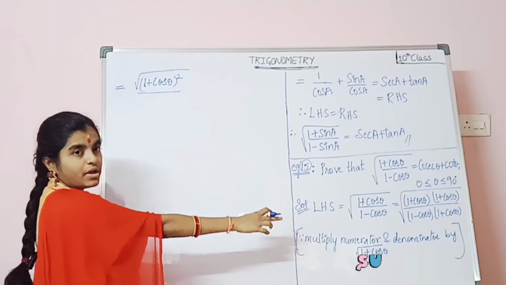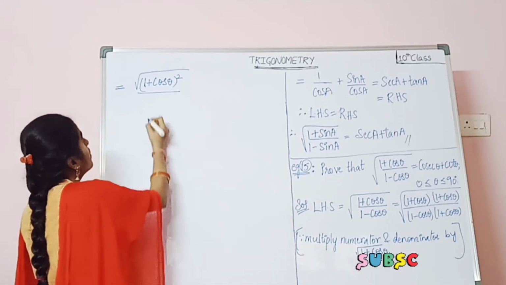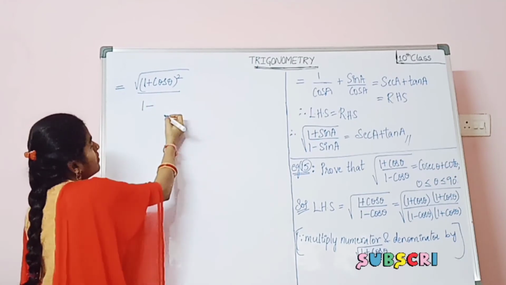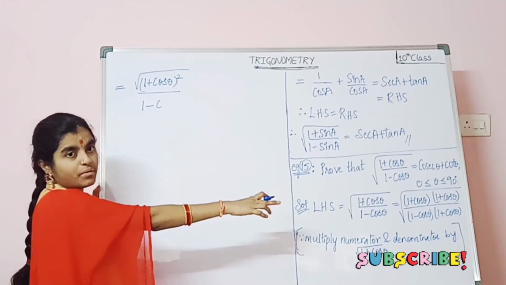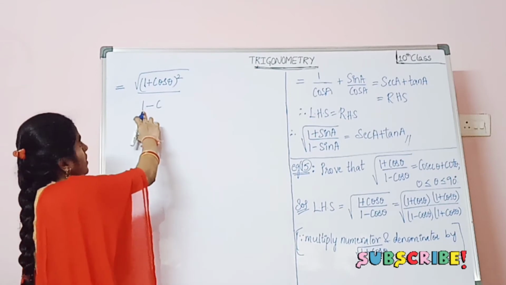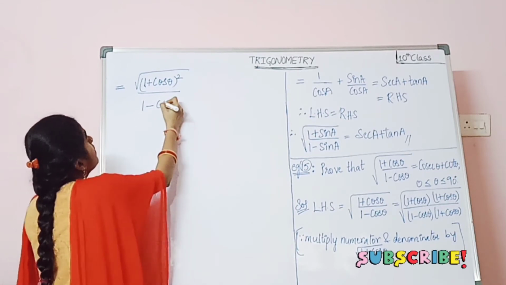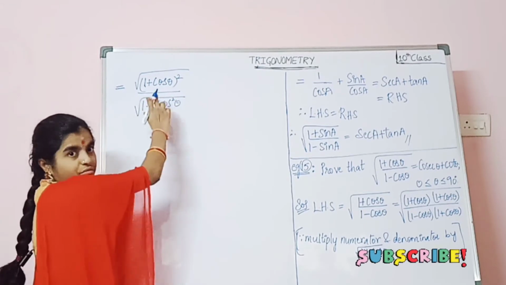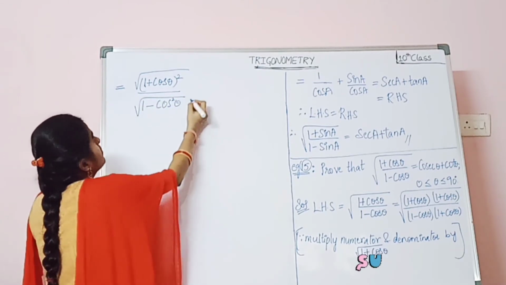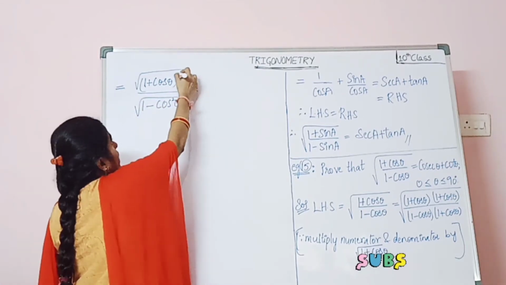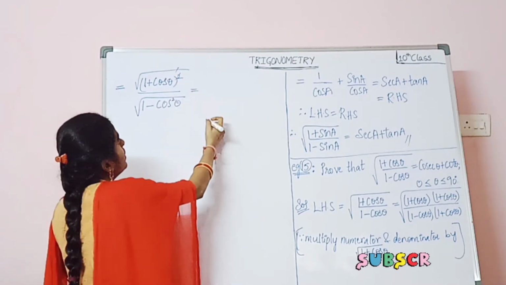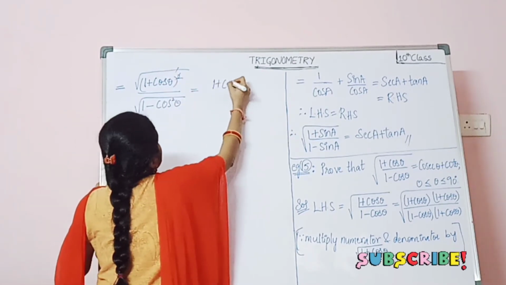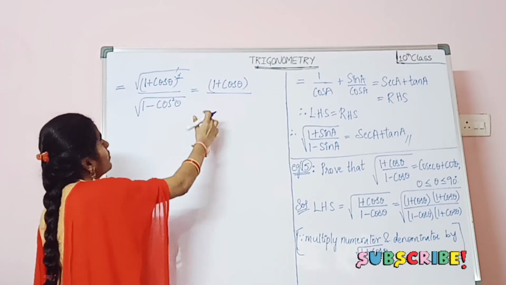This is in the form of a plus b into a minus b. So what is the formula? A square minus b square. Here a is 1, so 1 minus cos square theta under root. Here we are separating both. The square and root are cancelled. What is remaining here? 1 plus cos theta.